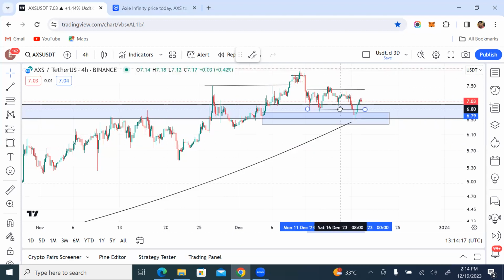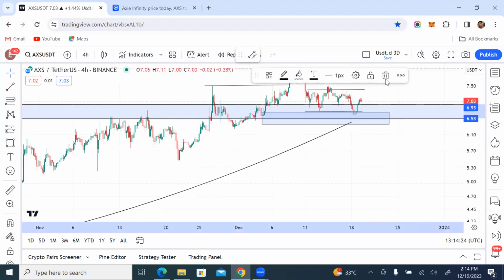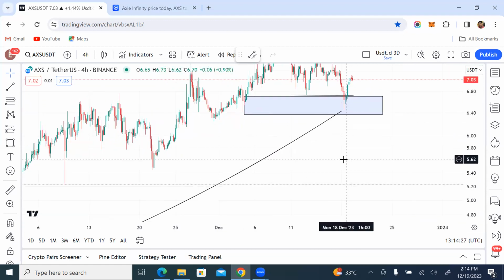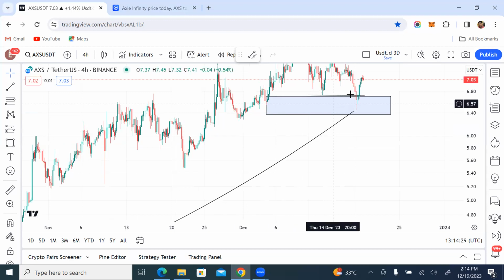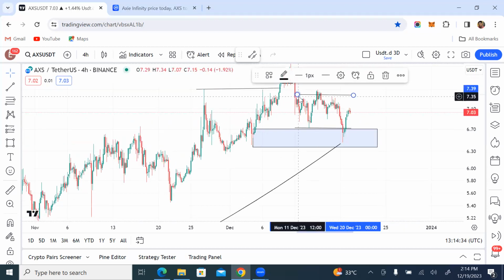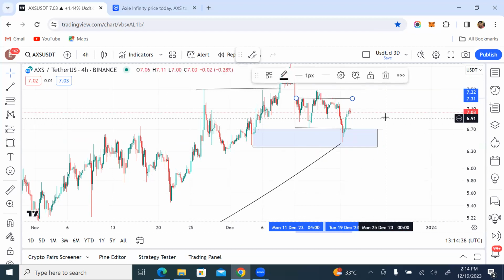Now, after a break of structure, we usually do not want to see a range bound. Let me knock this weekly key level out so you see clearly. We usually do not want to see a range bound after a break of structure. Why? Because it's going to form a purge, which will create liquidity. And that is what SMC calls inducement.